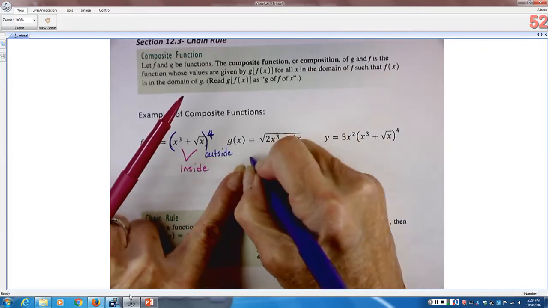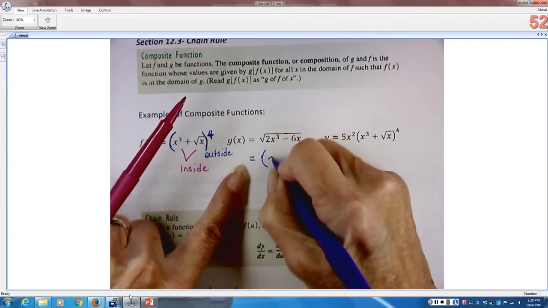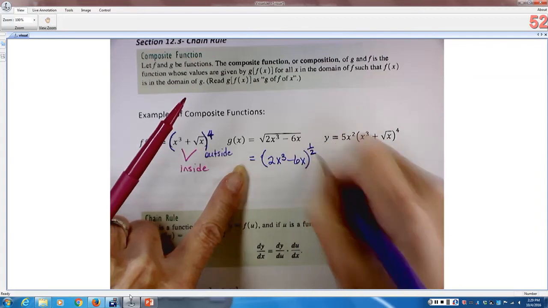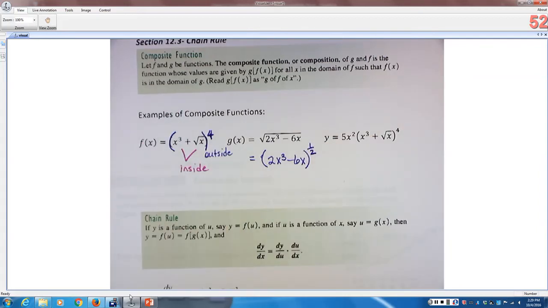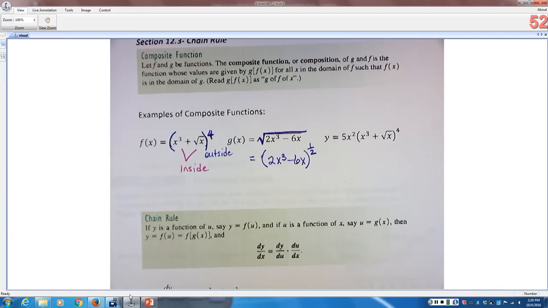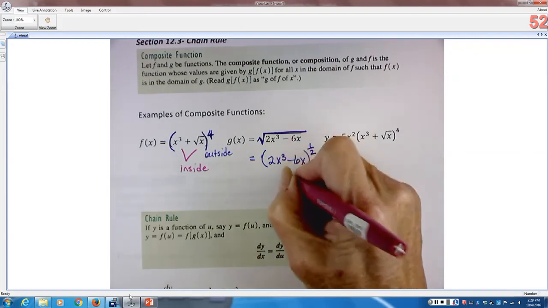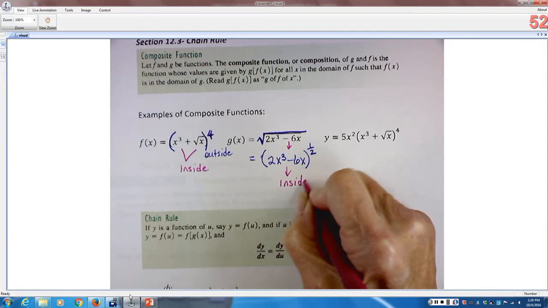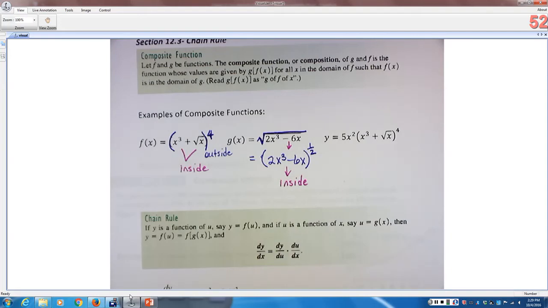This can be rewritten to the 1/2 power. What's the outside function? Yeah, it's the 1/2 power or the square root. This is the inside. Keep in mind, we're not doing any calculus yet, but it'll be easier to do the calculus if you can determine what's inside and what's outside, okay?